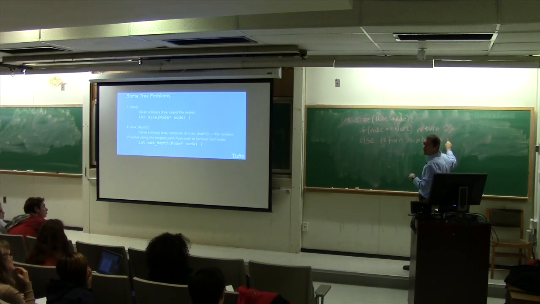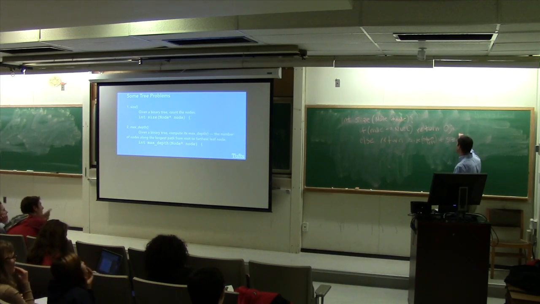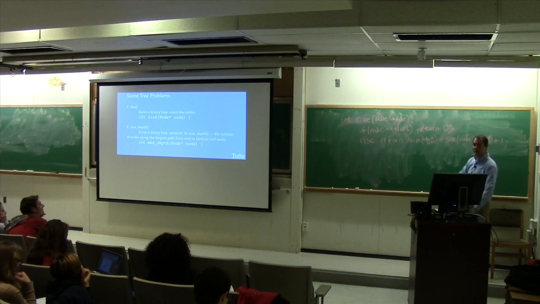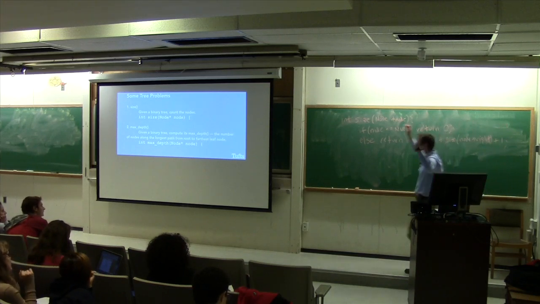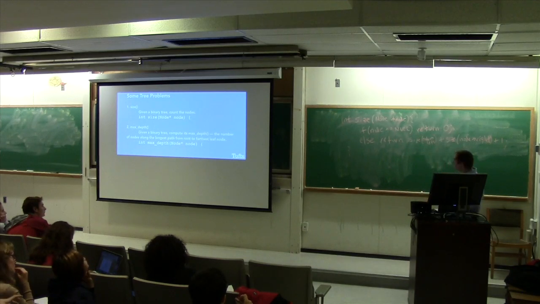What happened to the right? You guys don't like the right. I see. That's rightist. Okay. Size of node, arrow right. And then plus 1, and then you're done. That's it. Pretty simple recursive program there, right?